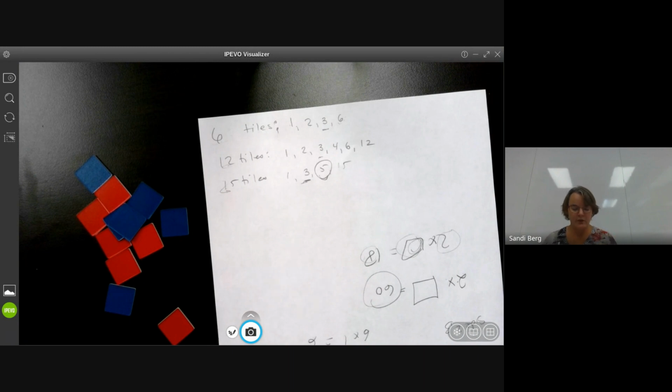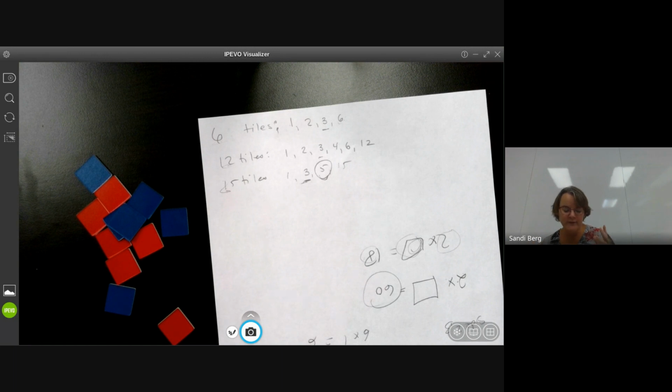Now they can use a Frayer model in order to really define their understanding of factors: essential characteristics, examples, non-examples, definition in their own words. And then after that, instead of saying side lengths or dimensions, we're going to talk about factors. And always bringing it back to a factor is going to be related to the dimension of a rectangle.